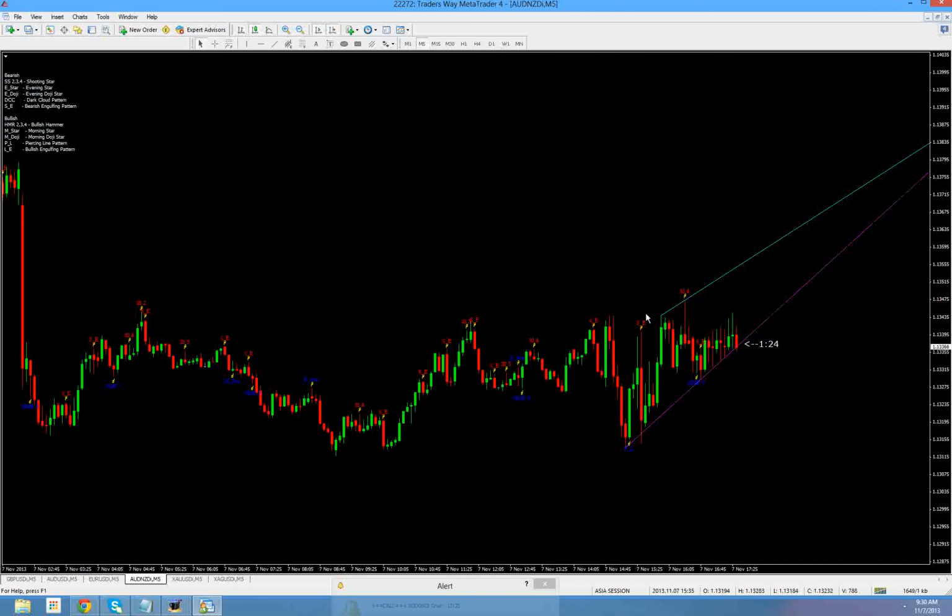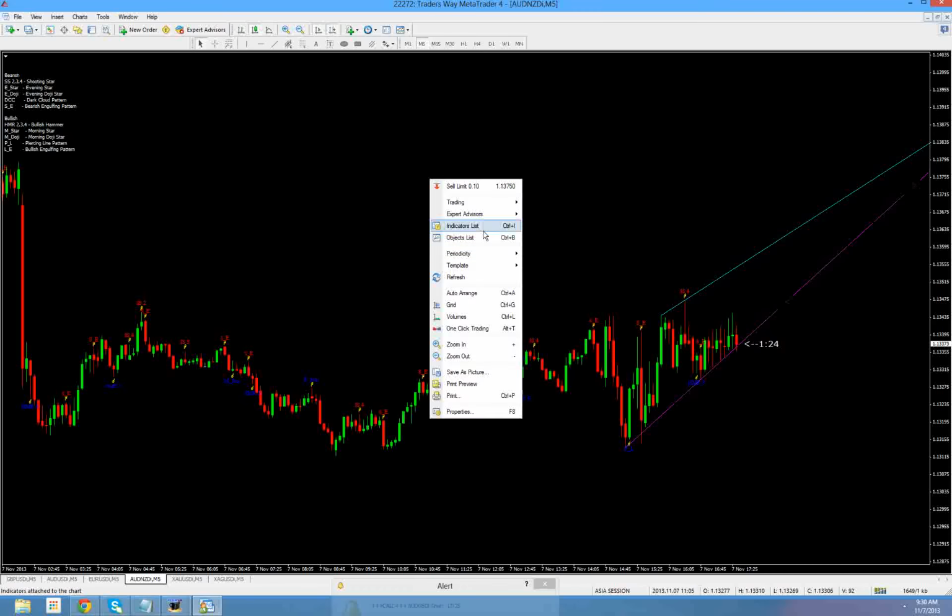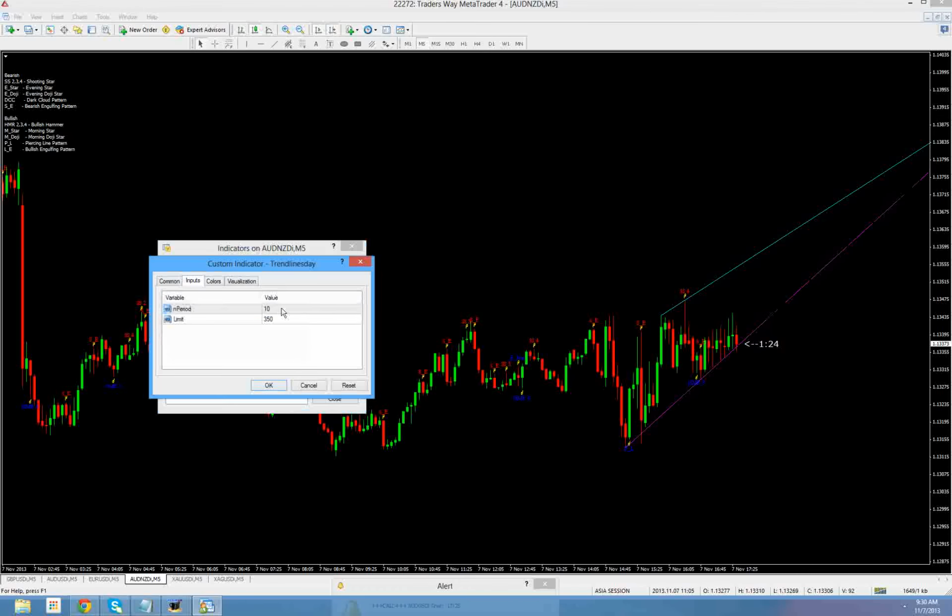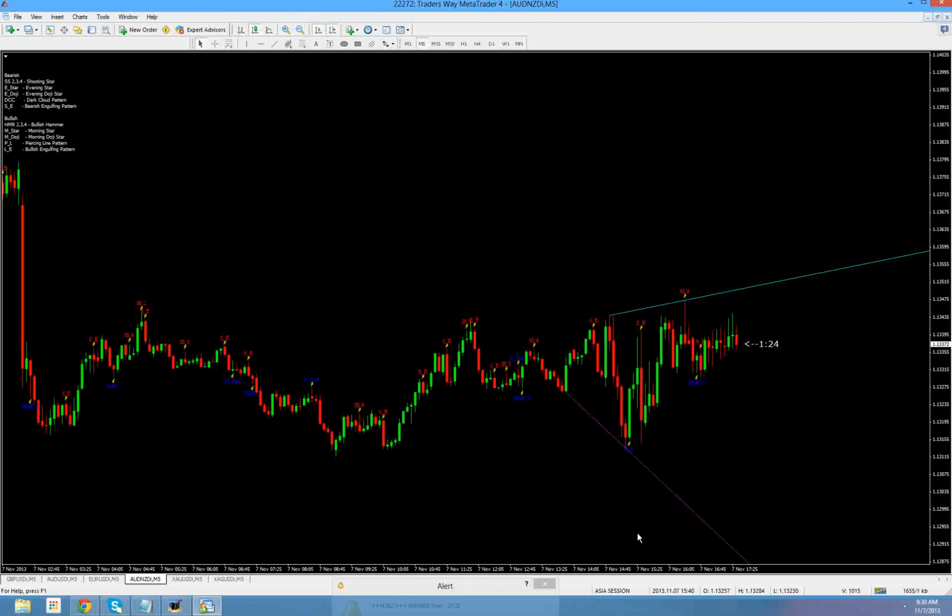So we're at 10 and we saw 15. Let's go into the indicators list again, do trend lines daily. Let's bump it up to 20, see if it changes. Okay, so now we see that there are possible trend lines that could be drawn here. I hope you're getting the idea.